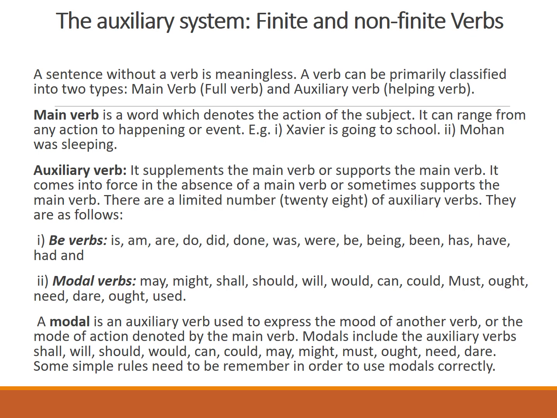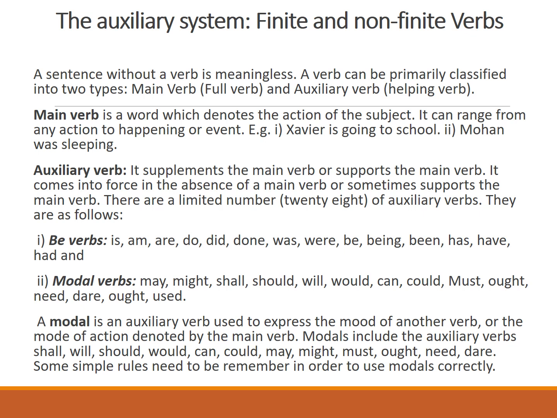So, main verb is a word which denotes the action of the subject. It can range from any action to happening or event. For example, Zyver is going to school. Mohan was sleeping. So this is a main verb. An auxiliary verb supplements or supports the main verb. It comes into force in the absence of a main verb or sometimes supports the main verb.